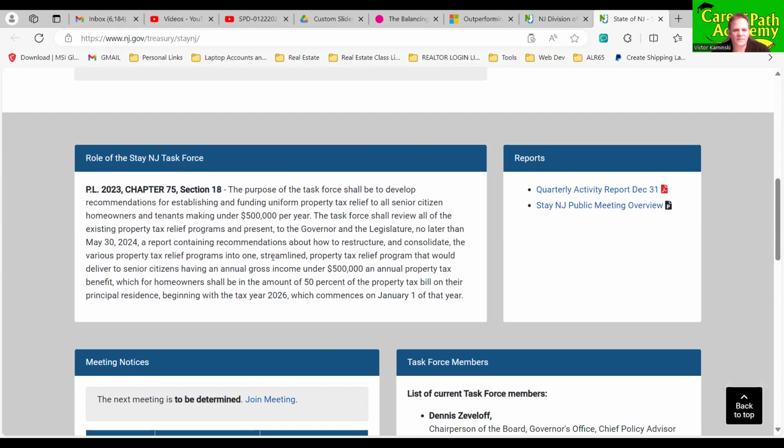A report containing recommendations about how to restructure and consolidate the various property tax relief programs into one streamlined property tax relief program that would deliver to senior citizens having an annual gross income under $500,000, an annual property tax benefit for which the homeowner shall be in the amount of 50% of the property tax bill on their principal residence beginning in 2026.